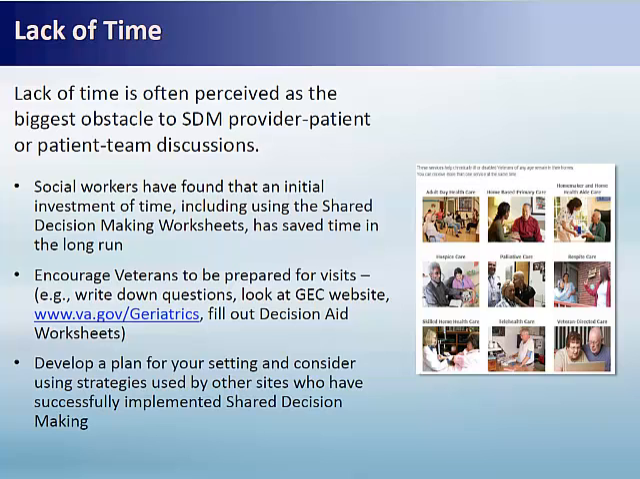Or try a strategy used by other sites that have successfully implemented shared decision-making by mailing the folders prior to visits, providing information and materials at intake, inviting veterans to make future appointments with social work staff in person or over the phone, or by offering shared decision-making sessions in group visits or shared medical appointments.